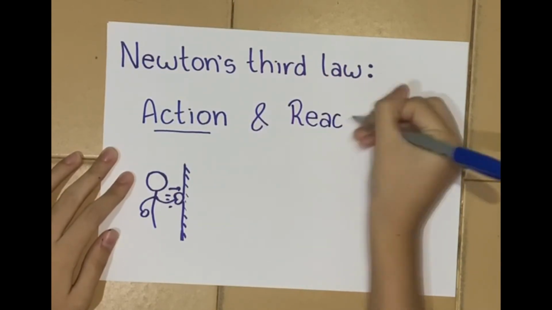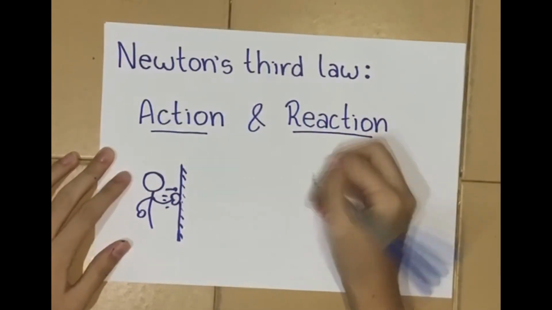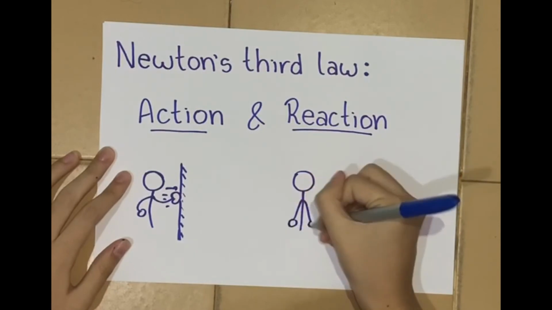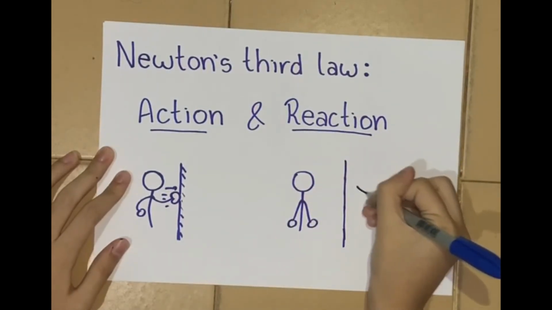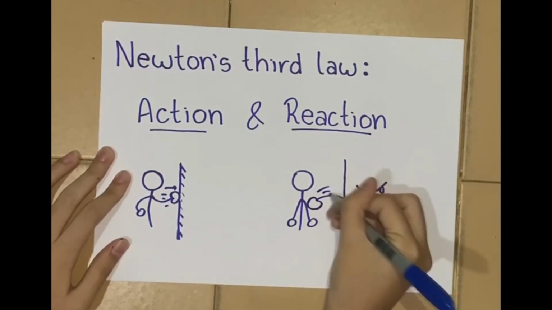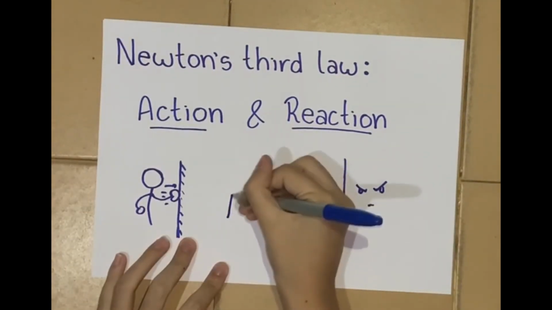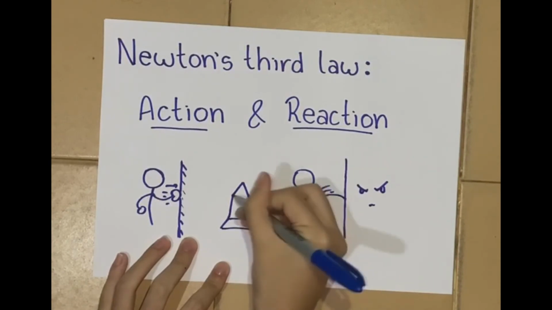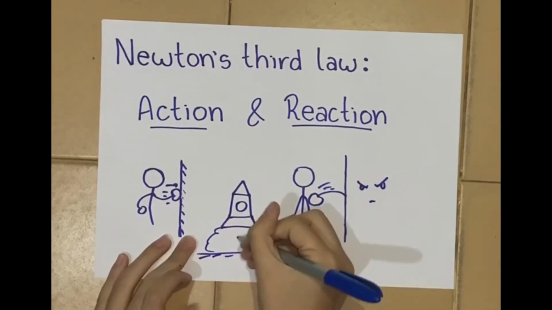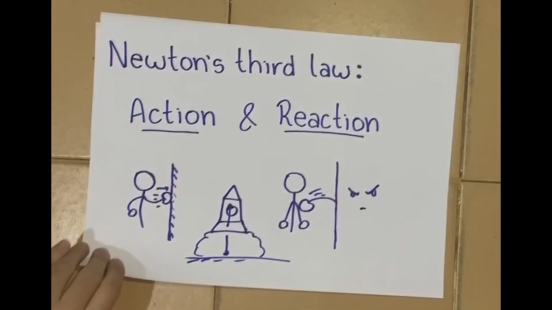For example, if someone punches a wall with a certain amount of force, a force of the same type and intensity will be applied to the person's hand. You got it. That's the same principle that is used by rocket engineering to lift rockets up to space.